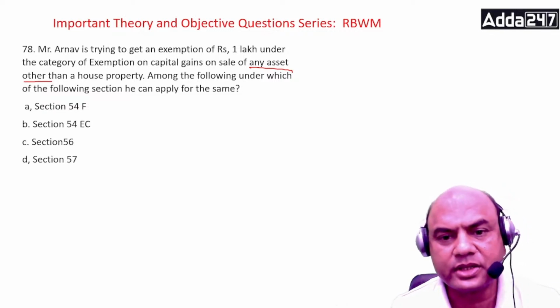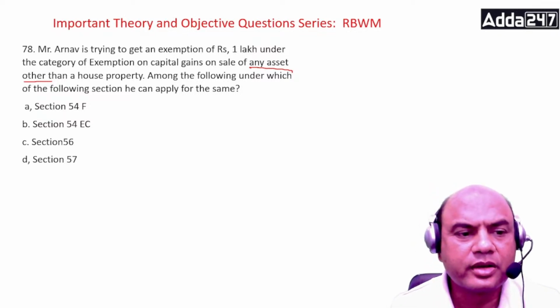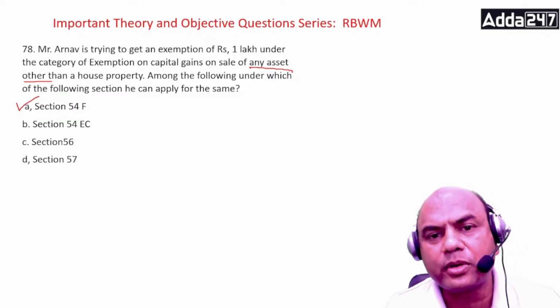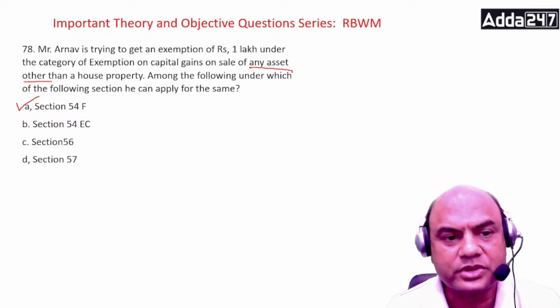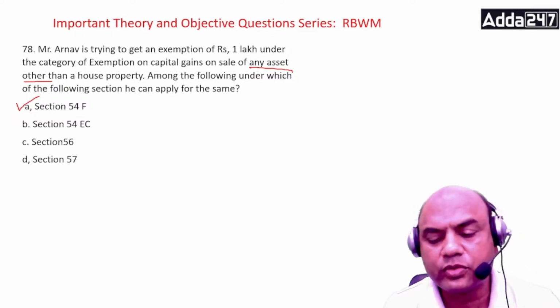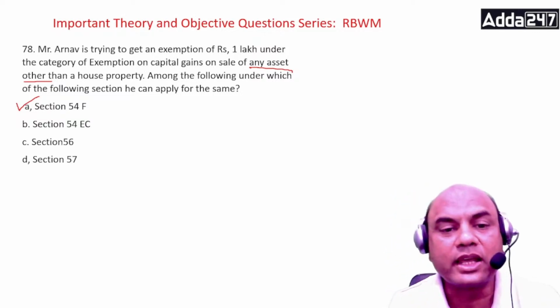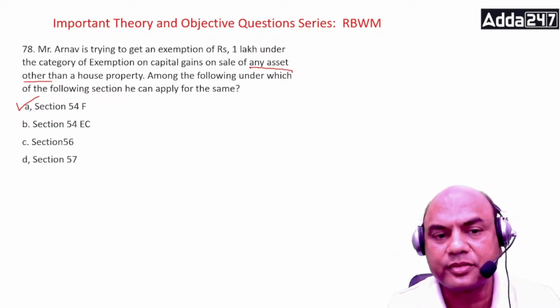Fast. What is the answer? Right? 54F. Just now we saw it, na? 54F is for any property other than housing. EC is for housing and investing in specific bonds. Okay? So 54F is the answer. Simple one, isn't it? And 1 lakh, okay? 1 lakh, so rupees 1 lakh under the category.